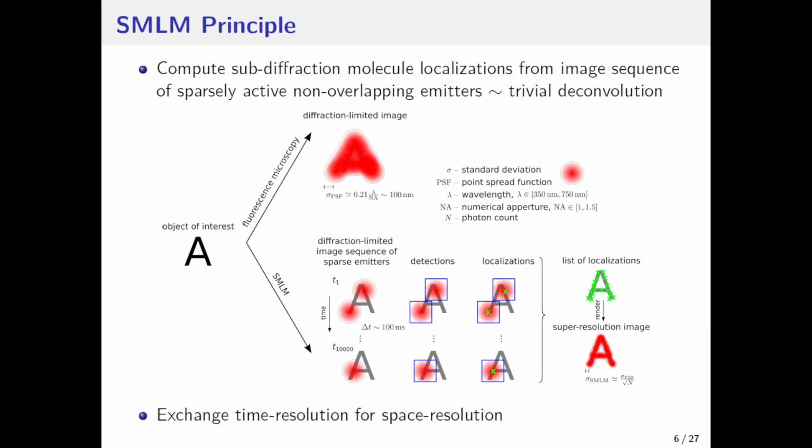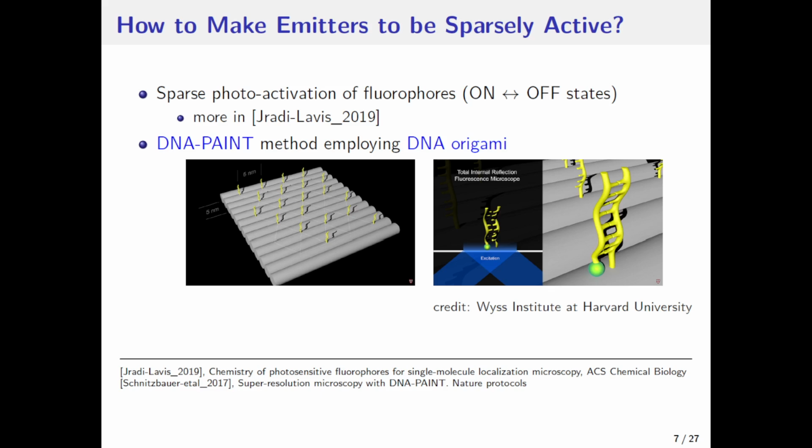In contrast, in SMLM, we process a video of images, an image sequence, where only a sparse subset of emitters is active, such that they do not overlap. And in this case, it's not too difficult to detect these molecules and find a position with better precision than the width of the function. We are essentially exchanging time resolution for space resolution. Now, how to do it? There are many methods to make emitters sparsely active.